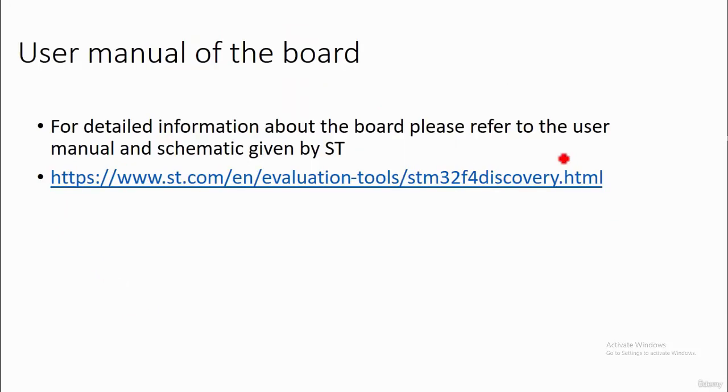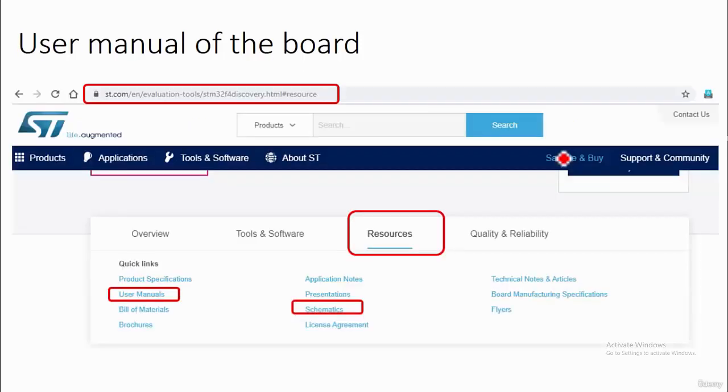For detailed information about the board, you have to refer to the user manual and schematic, which is given by ST. You can go to this link and download those documents. I have given this link in the resource section of this lecture. When you go to that link, you will find a section called resource. Just click over that, and it will display all the related documents such as user manuals and schematics. Just download it. You need not explore these documents.